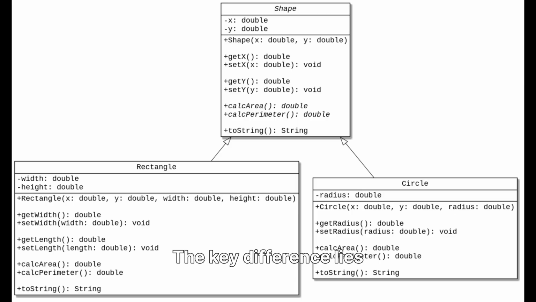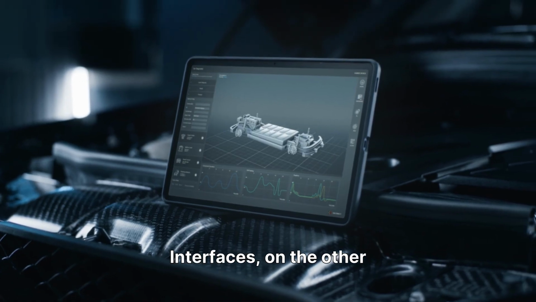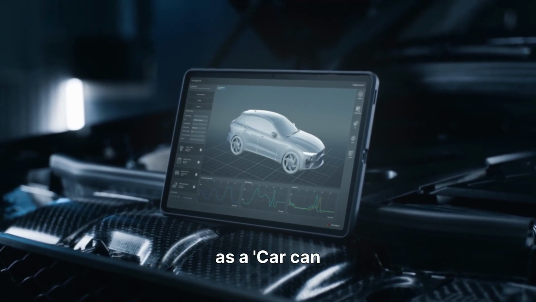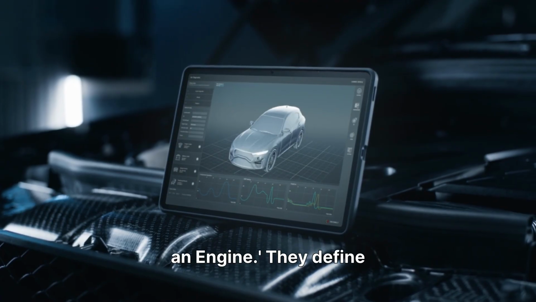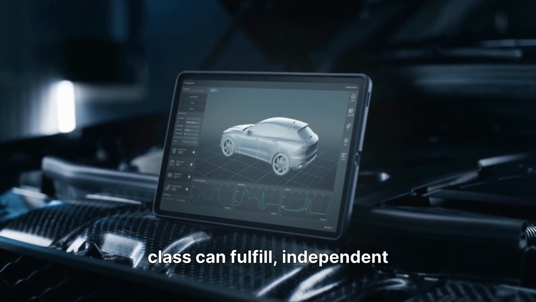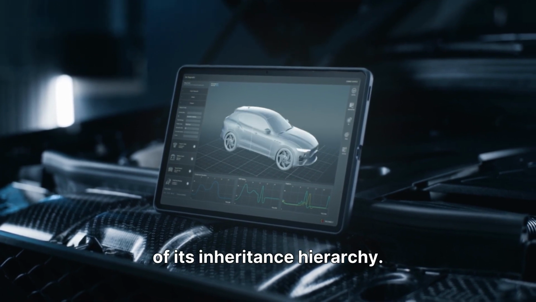The key difference lies in their purpose. Abstract classes are for is-a relationships, like a car is a vehicle, providing a base for inheritance. They establish a hierarchical relationship. Interfaces, on the other hand, are for can-do relationships, such as a car can be driven or has an engine. They define capabilities or roles a class can fulfill, independent of its inheritance hierarchy.